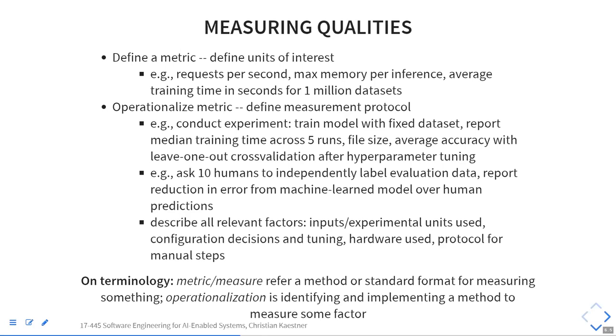Just briefly, this may also come up in recitation tomorrow, but I use the term metric as some form of prescribed measurement, right? Something like requests per second, or maximum memory in gigabytes for each inference. So this is a metric or a measure. Some people distinguish between those two terms, I don't. Then there's a way to operationalize a metric, that is, come up with a way of measuring this, so that somebody can measure something automatically or repeatedly, or has a process for it. In the next homework assignment, we'll ask you to think about qualities, think about measures for those qualities or metrics, and then operationalize those.